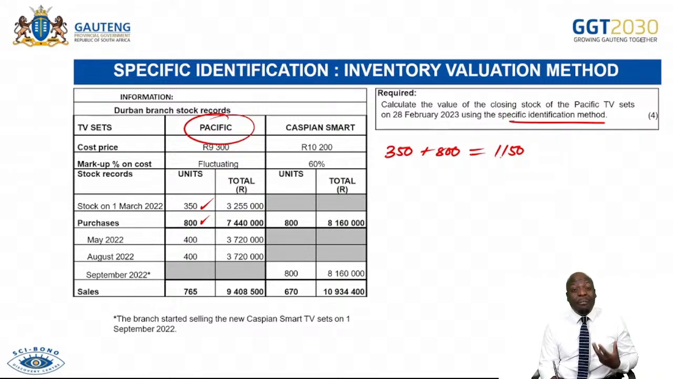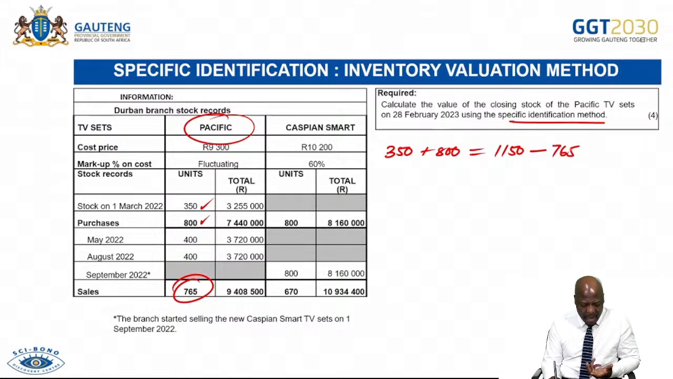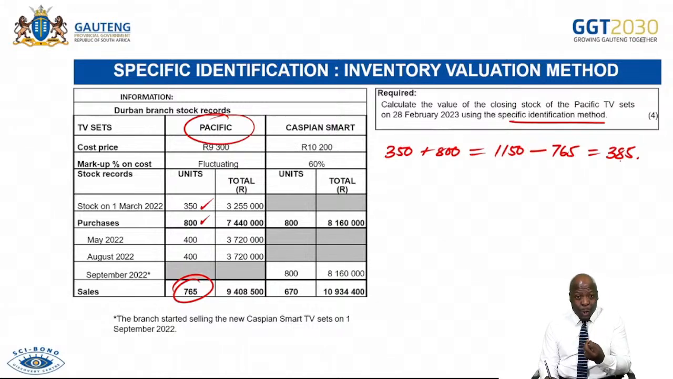These are the units available for sale. And then we say, how many units did we sell? We sold 765 units. What does that mean? It means we have 385 units on hand. Closing stock, number of units is 385.